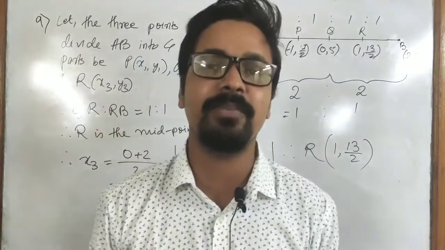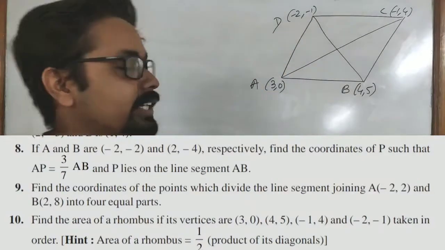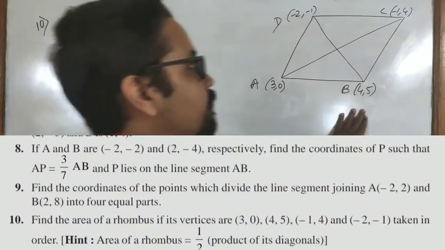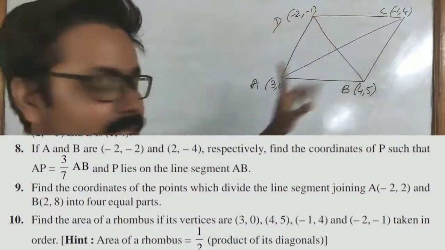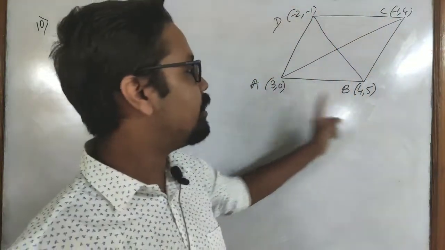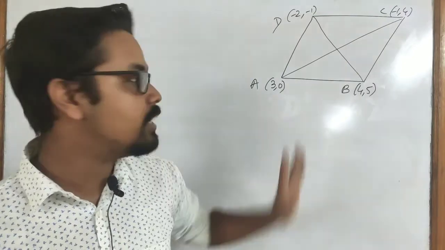Let's move to the last sum, question number 10. If you look at question number 10, what is given here is 4 vertices: (3, 0), (4, 5), (-1, 4) and (-2, -1). These are taken in order, in one direction. The 4 coordinates of the vertices of a rhombus are given. We have to find the area of this rhombus.